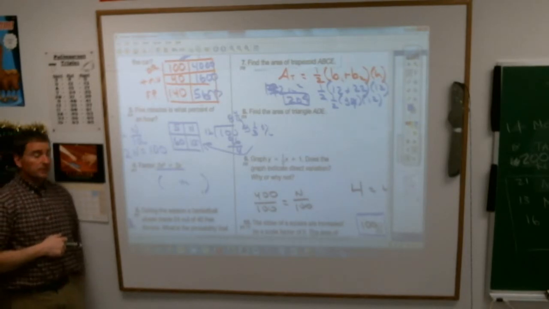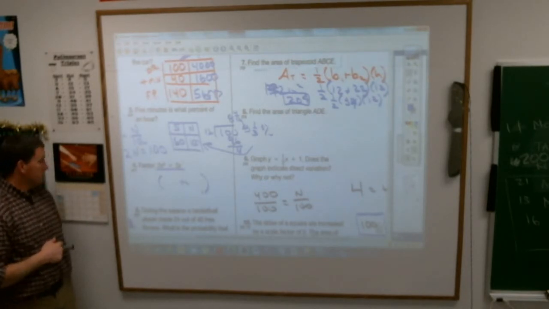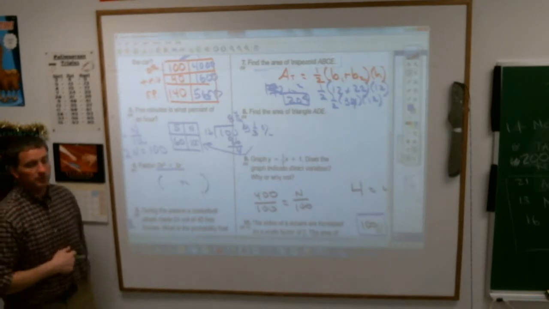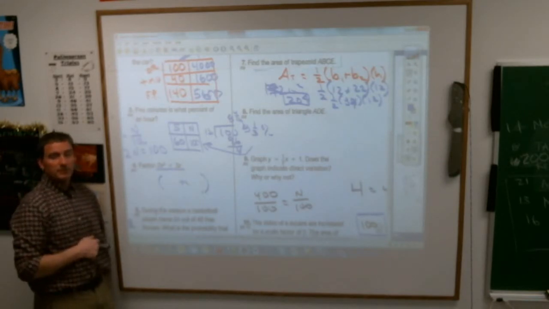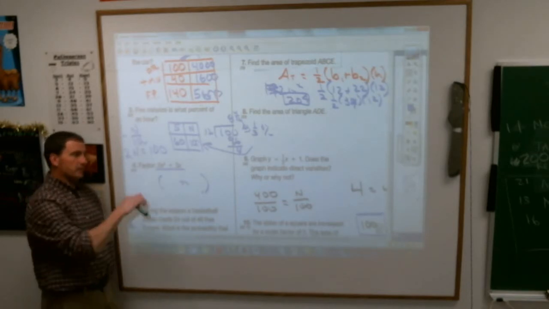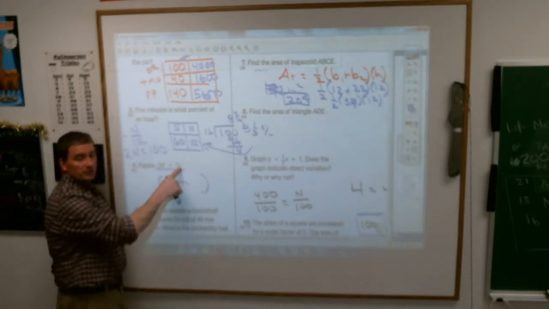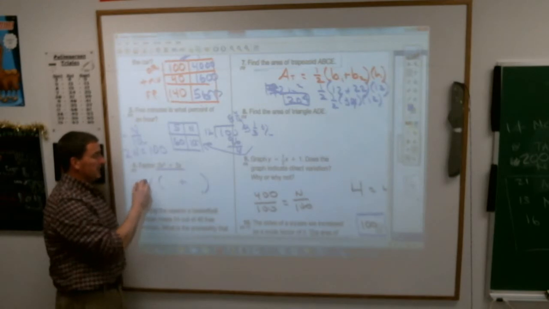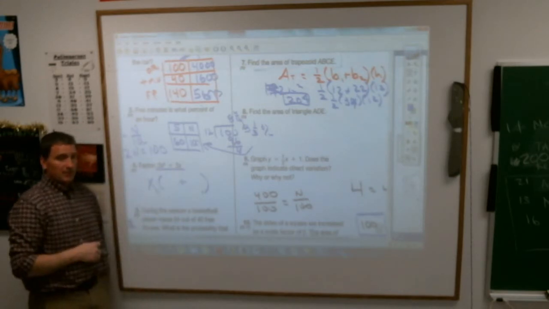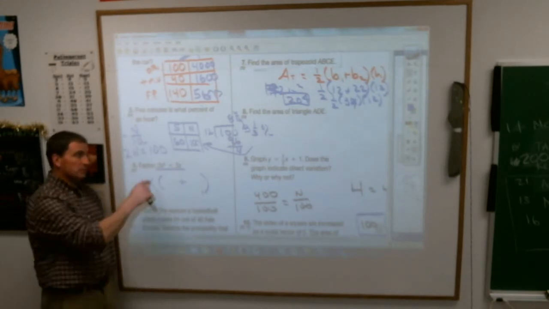If you look at the numbers, you can't take a number out because 2 and 3 don't have anything in common. What about the letters? They both have an x. This one only has 1x, and that's the most you can take out, so you have to put that x out there.